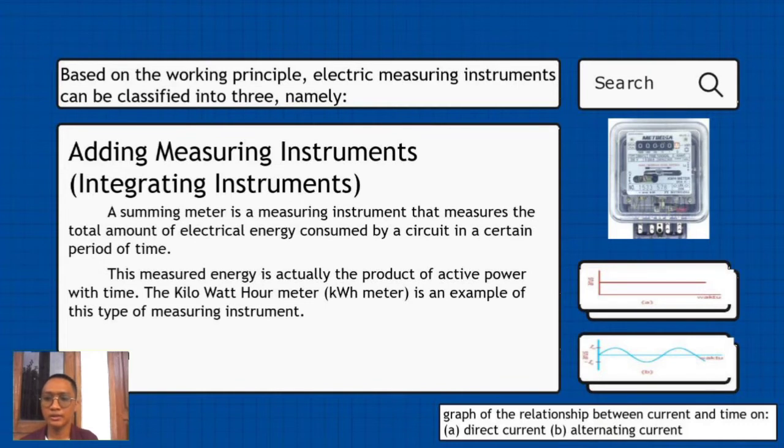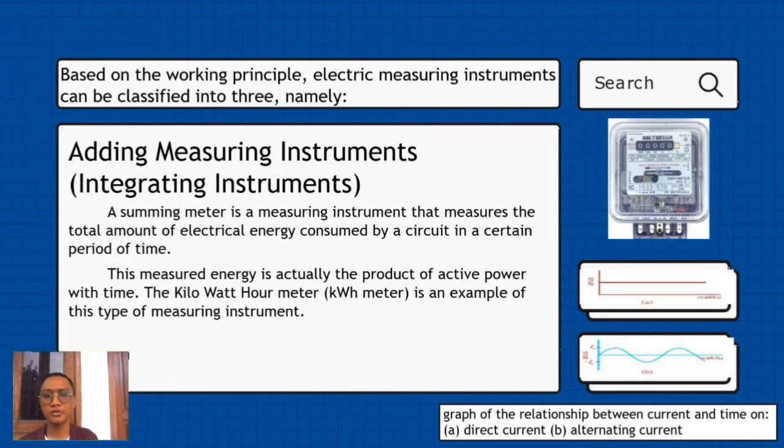The next one is the integrating instrument. A summing meter is a measuring instrument that measures the total amount of electrical energy consumed by a circuit in a certain period of time. This measured energy is actually the product of active power with time. The kilowatt hour meter, or kWh meter, is an example of this type of integrating instrument.